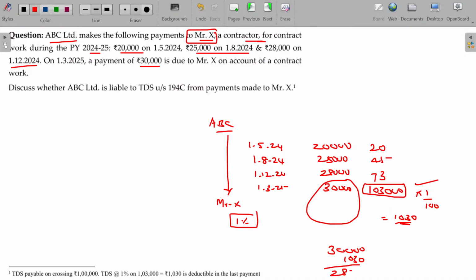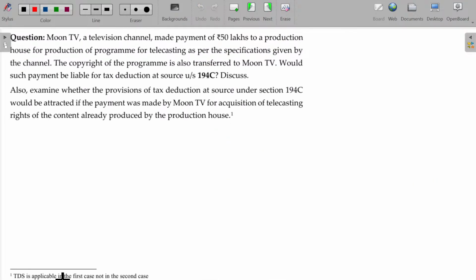So 28,970 will be the final payment. Is that clear? Okay. Okay, we'll move on to the next one.